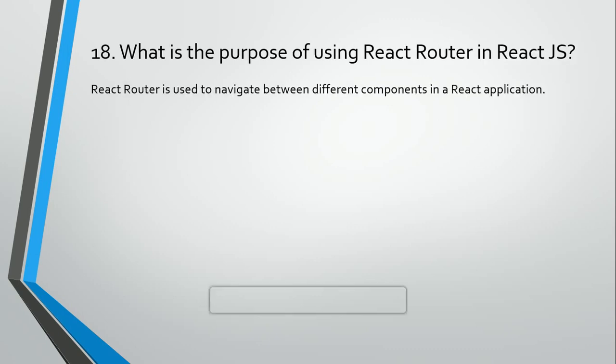Question number 18. The first 15 questions are discussed in the first lecture, I mean the first part. So what is the purpose of using React Router in reactjs? So look, React Router is used to navigate between different components in a React application. The first questions I'm going to discuss look simple, but they are necessary and interviewers ask those questions.